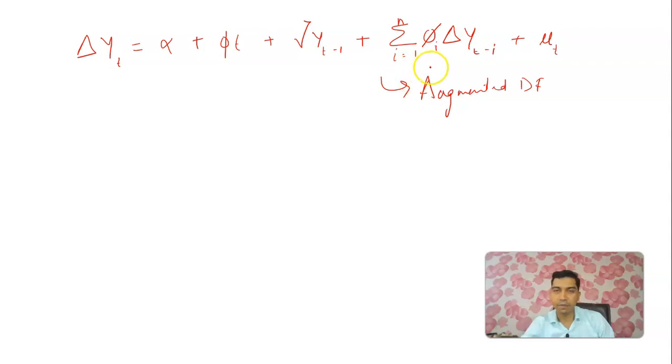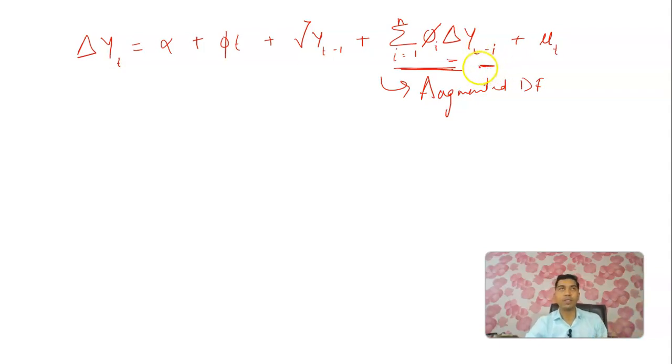Now the only thing is, from the Dickey-Fuller, this component is added. Why this component is added, I'll quickly tell you the rationale. The rationale is that it was suggested that to increase the goodness of fit of the model and improve the results, they added one more component, which is nothing but change in yt minus i. Now this can be anything. You can go up to many lags: t minus 1, t minus 2, t minus 3, t minus 4.